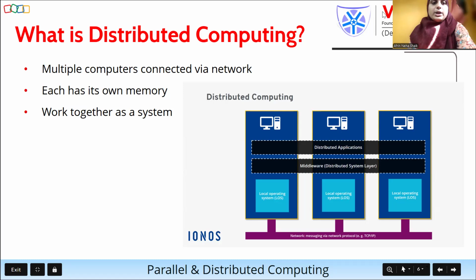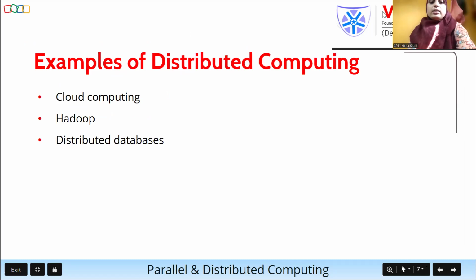Next, coming to the examples, the major examples include first cloud computing, next Hadoop, and next distributed databases. Cloud computing is like AWS, Azure and Google Cloud. Hadoop is distributed storage and processing. Distributed databases store data across multiple locations. So these are some examples. These systems handle data on a large user base.